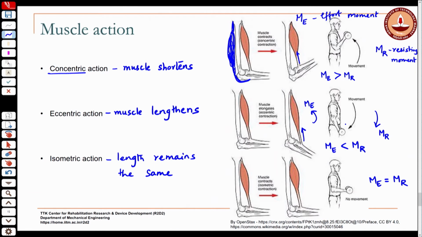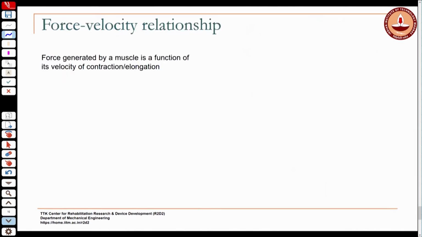So here you have the biceps as your flexors and your triceps as your extensors, and in various cases they may or may not come into play depending on the requirements for that particular task. So now that we know the difference between these types of actions, let us look at the force velocity relationship for a muscle.